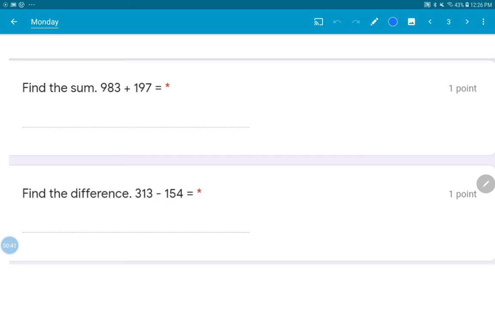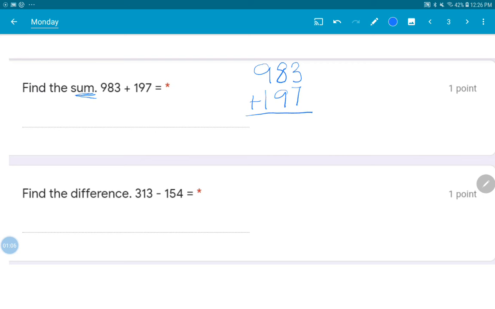Next, you've got to find the sum. What does the word sum mean? What is the sum, Graceland? The answer. So what kind of problem? An answer to an addition or adding problem. So you've got 983 plus 197. How'd you solve, Graceland?